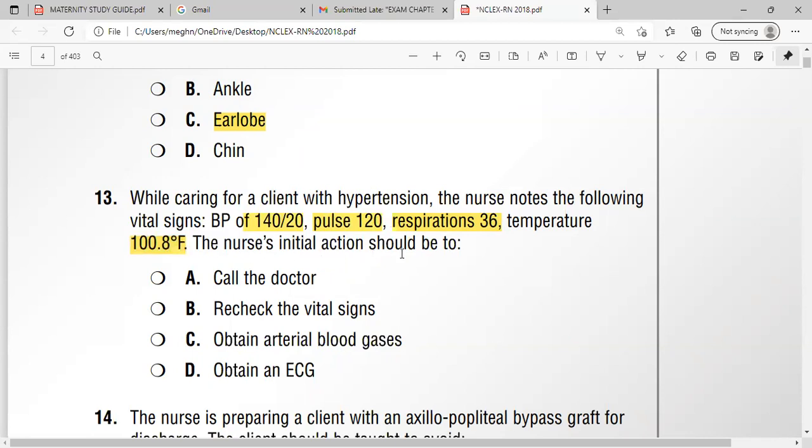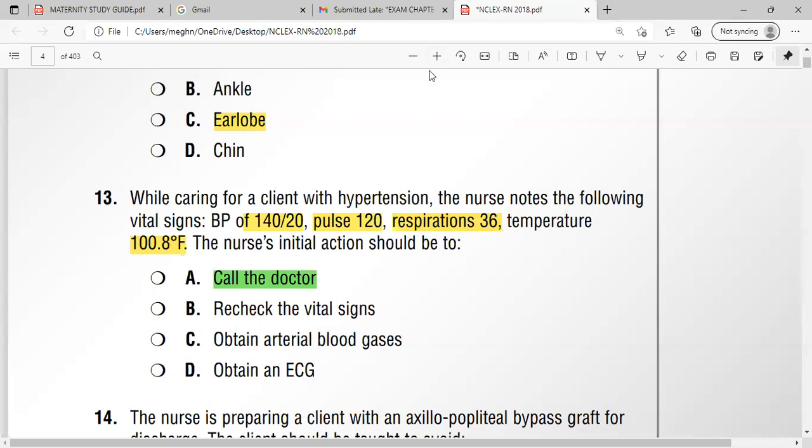The nurse should initiate which action? Number A, call the doctor. Number B, recheck the vital signs. Number C, obtain arterial blood gases. And number D, obtain an ECG, or EKG, electrocardiogram, to see the cardiac events in a graphical representation. Do we need it? So what action should the nurse initiate? Number A, call the doctor, right? Because the vital signs are not stable.